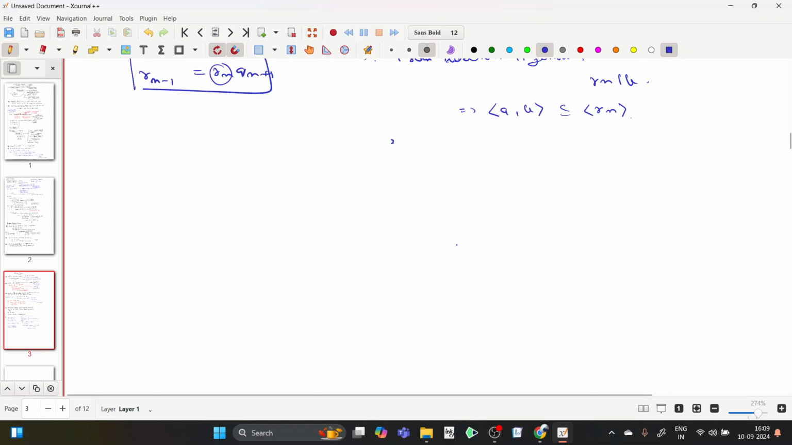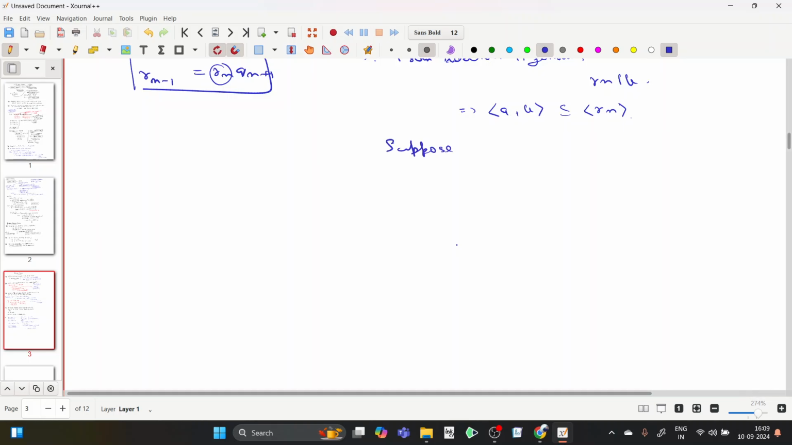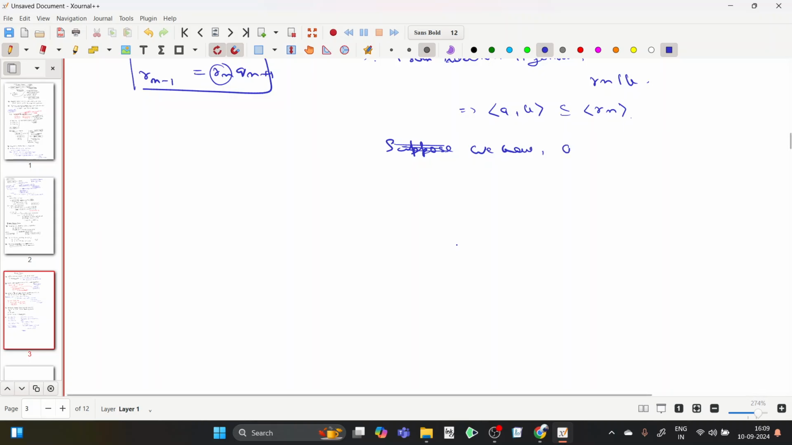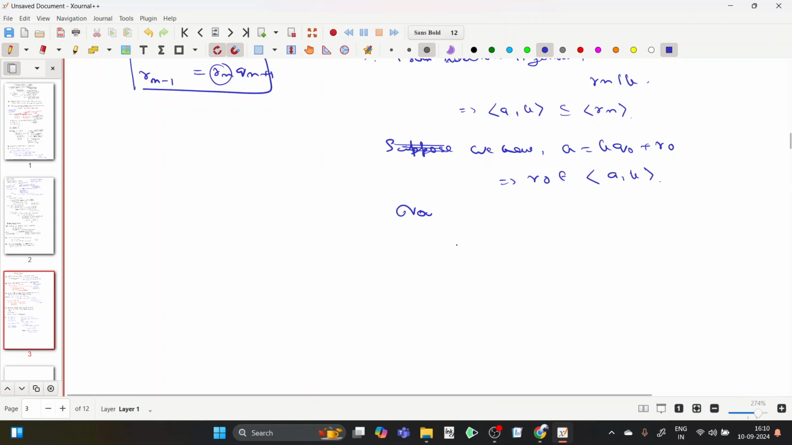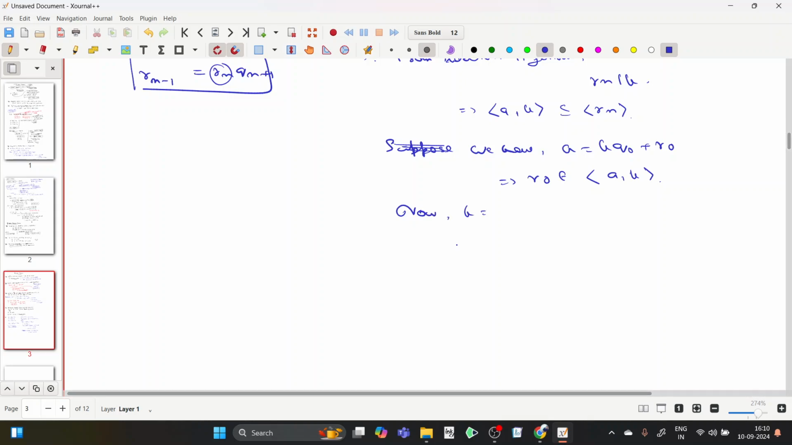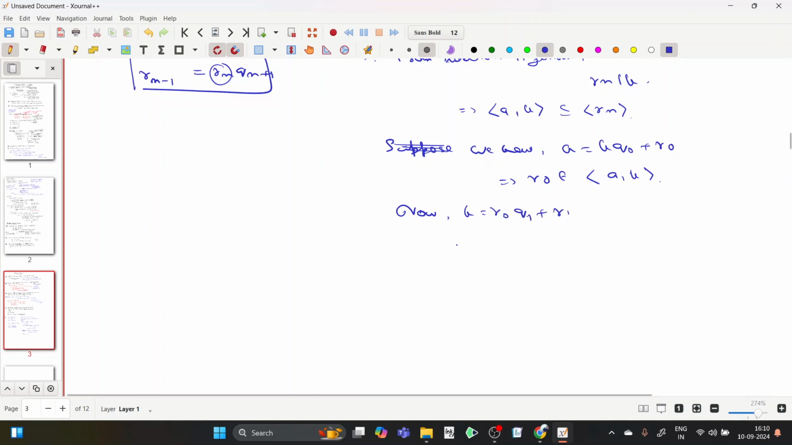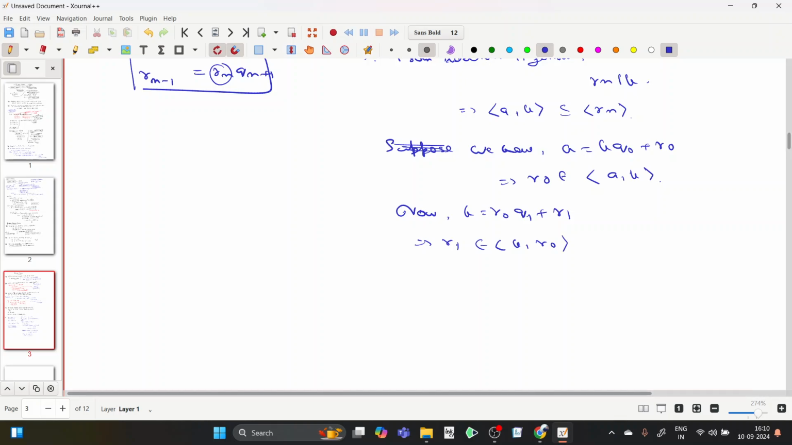So we know that I have written A as BQ0 plus R0, right? So this implies that R0 is contained in the ideal generated by A and B, right? Now B was equal to R0 times Q1 plus R1. This implies R1 is contained in the ideal generated by B and R0, but R0 was itself contained in the ideal generated by A and B, so this is contained inside the ideal generated by A and B.